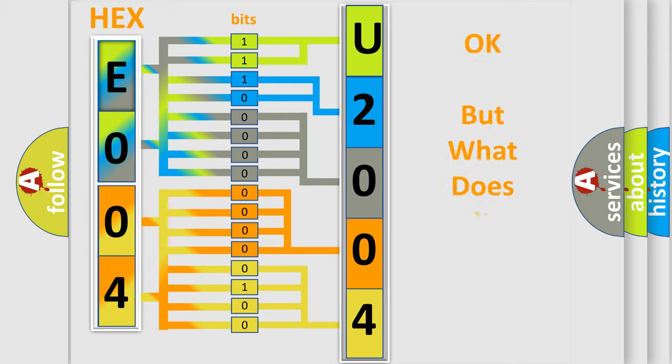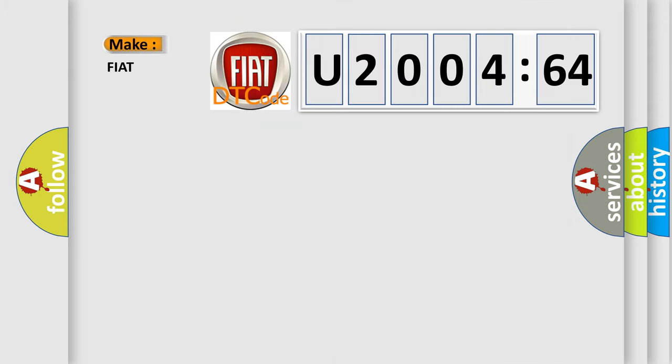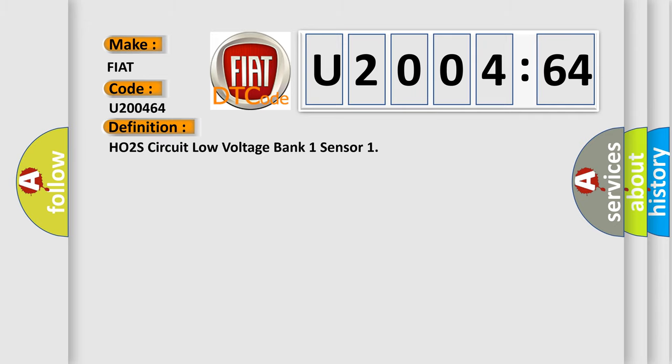The number itself does not make sense to us if we cannot assign information about it to what it actually expresses. So, what does the diagnostic trouble code U2004-64 interpret specifically for Fiat car manufacturers? The basic definition is HO2S circuit low voltage bank 1 sensor. And now this is a short description of this DTC code.